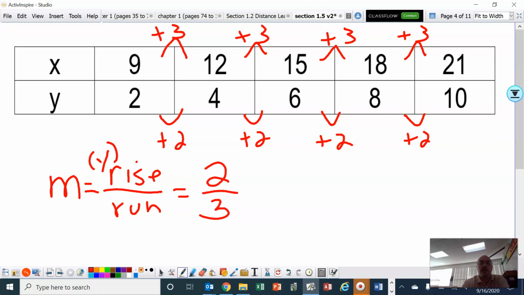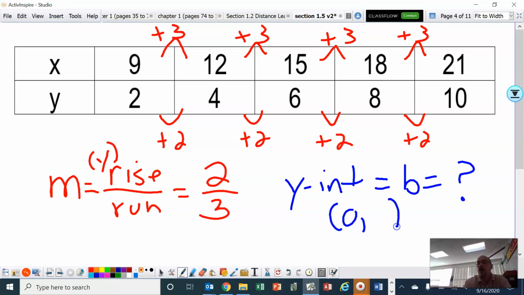Now, what about the y-intercept? I notice, ladies and gentlemen, that there's no 0. Remember, I want to know what the partner is when x is 0. Well, that's not in the table. Now, there is a way to do this algebraically, but I'm not going to talk about that today. I'm going to just talk about the pattern, okay?